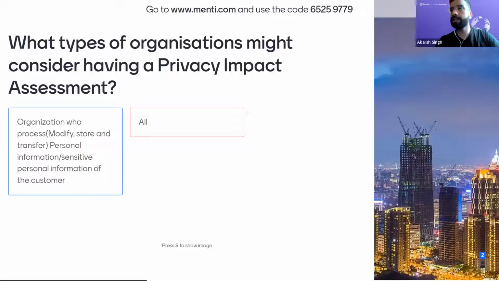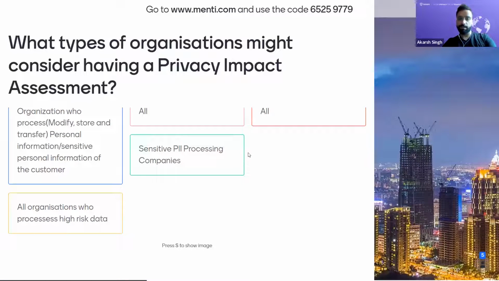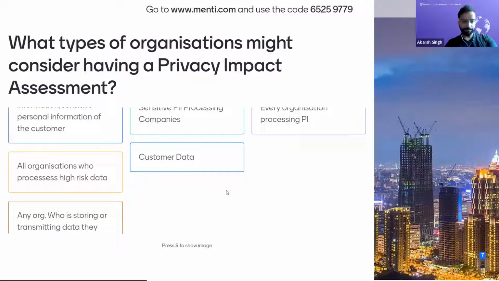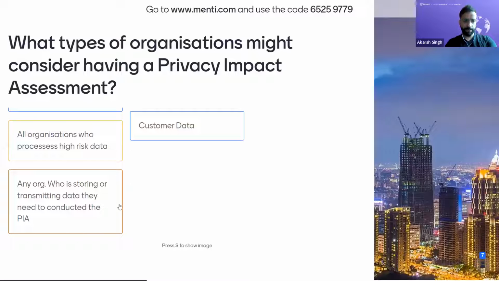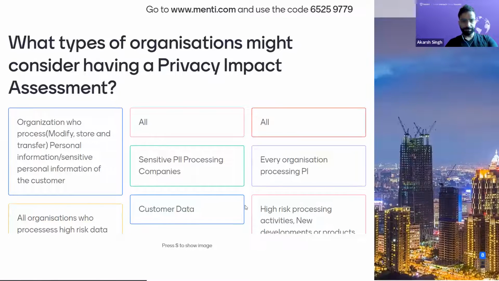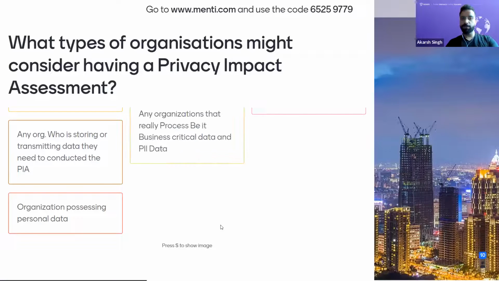What types of organizations might consider having a PIA? All organizations. Sensitive data processing companies, okay? Companies which have sensitive data. Companies which process customer data. Any organization storing or transferring data, with high-risk processing activities, okay? All organizations who process high-risk data, okay? Cross-border data transfer. So guys, you have to answer through Menti, by the way. The Menti link is there. Just click on the link and you can answer.